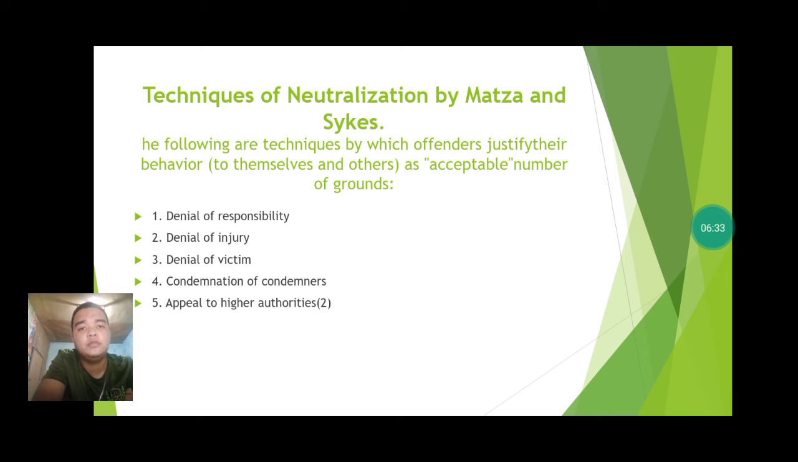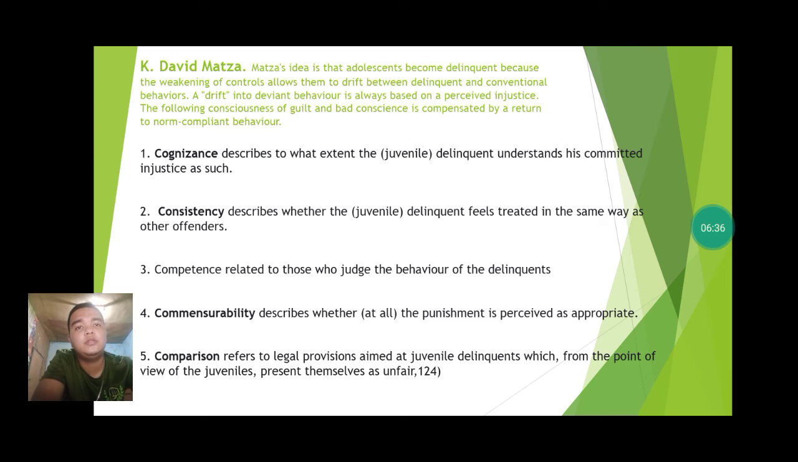So next is Kay David Matza. According to Gresham Sykes and David Matza, acts that violate norms or go against beliefs can carry with them shame, which dissuades most adolescents from engaging in criminal or delinquent acts. So they have cognizance, consistency, competence, commensurability, and compassion.